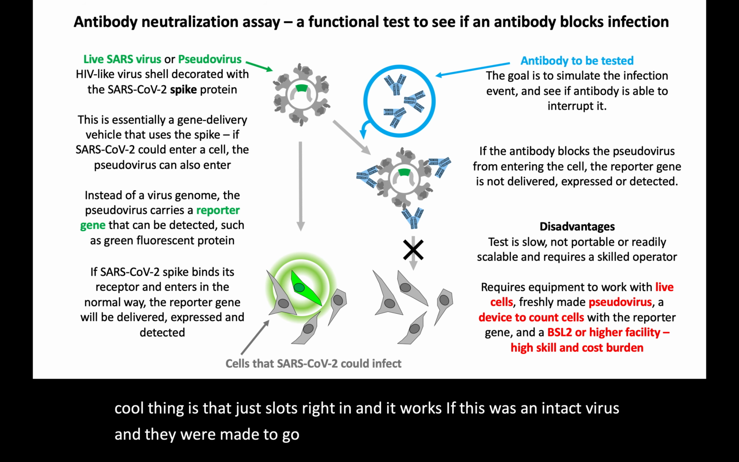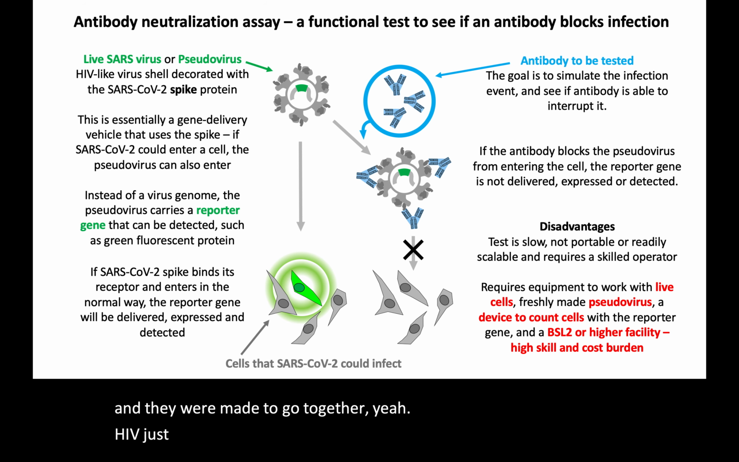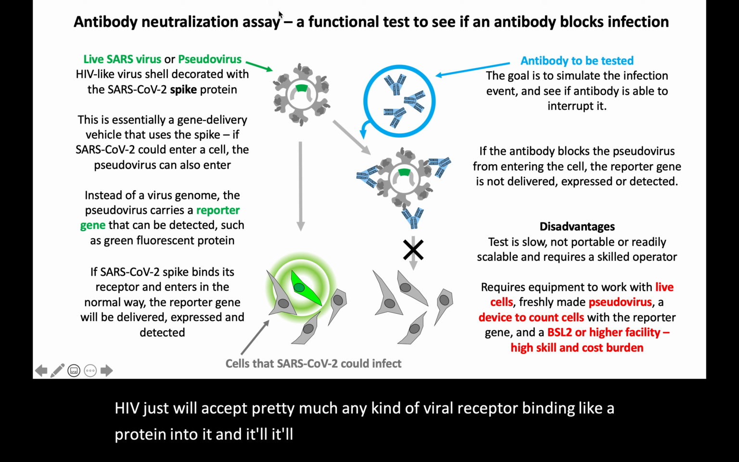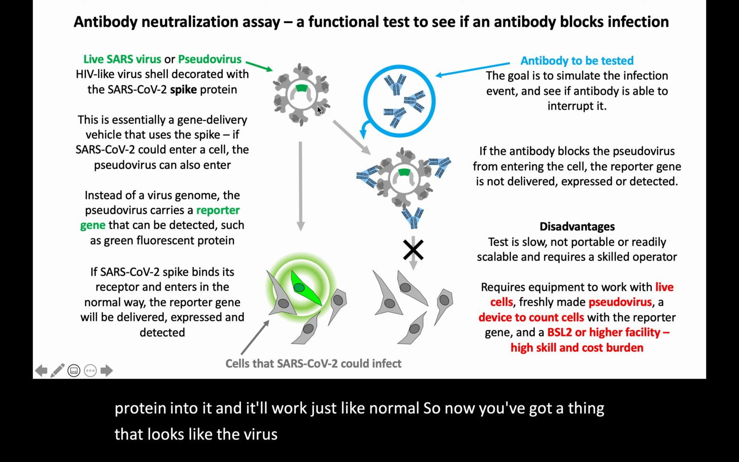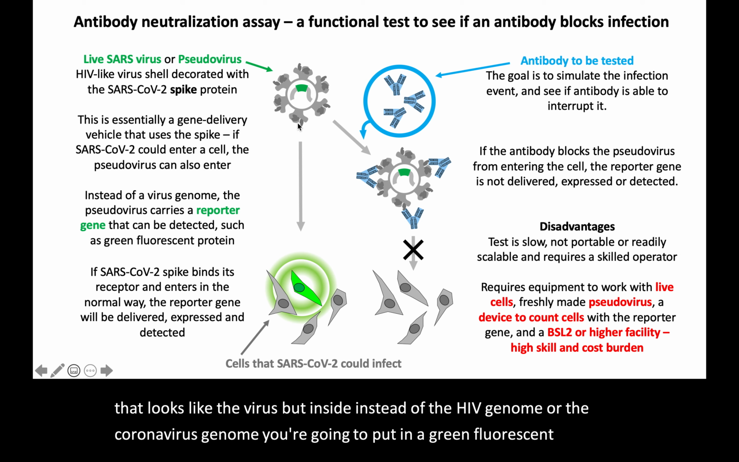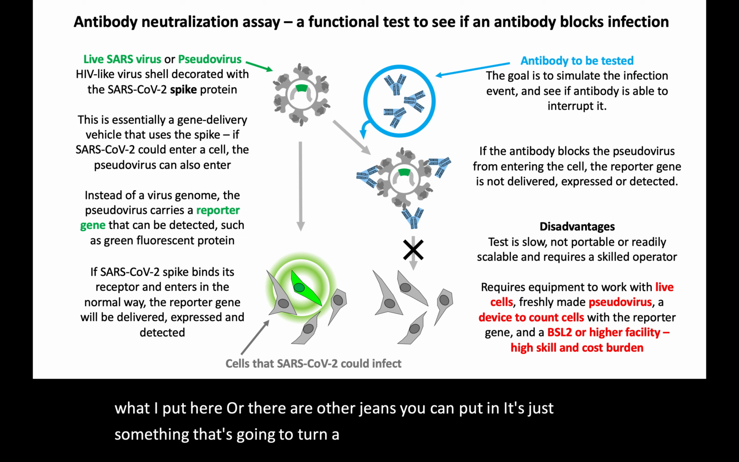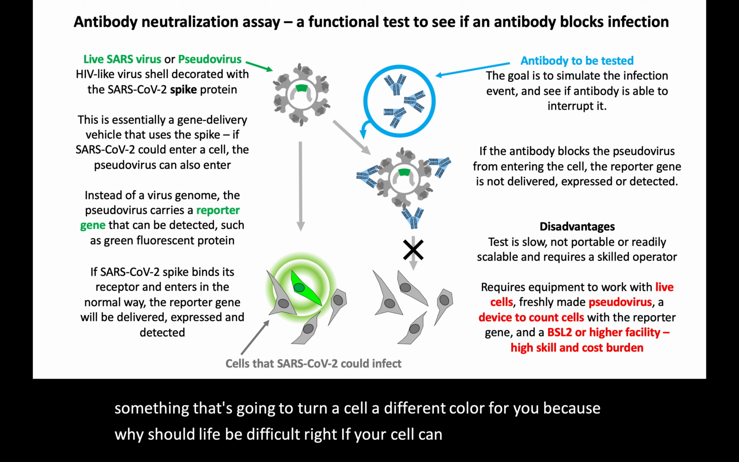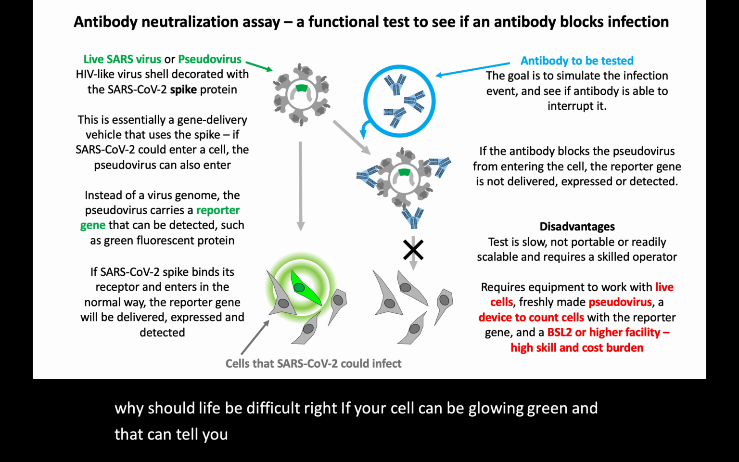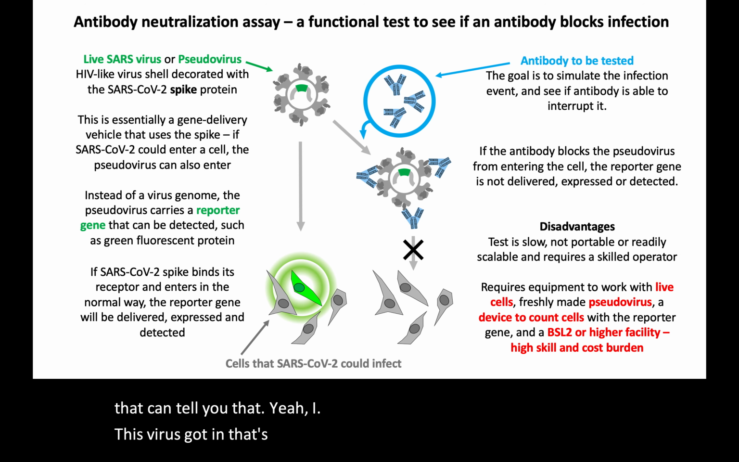HIV will accept pretty much any kind of viral receptor-binding glycoprotein into it, and it'll work just like normal. So now you've got a thing that looks like the virus, but inside, instead of the HIV genome or the coronavirus genome, you're going to put in a green fluorescent protein, which is what I put here, or there are other genes you can put in. It's just something that's going to turn a cell a different color for you, because why should life be difficult? If your cell can be glowing green and that can tell you that this virus got in, that's just so much better than something you have to work harder for.